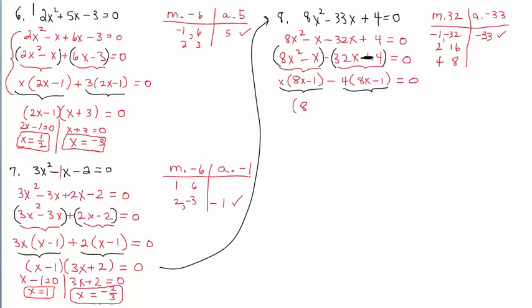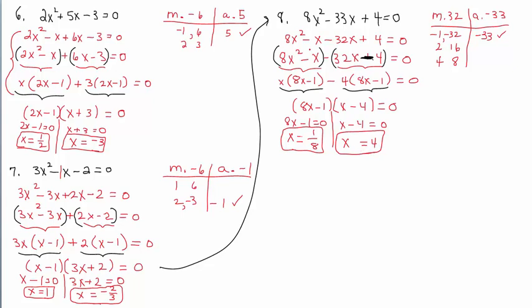8x minus 1 is the common parenthesis, and in the other parenthesis I will have the remaining factors of x minus 4, set equal to 0. Continue solving by setting each factor equal to 0. Add 1, divide by 8. Add a 4.